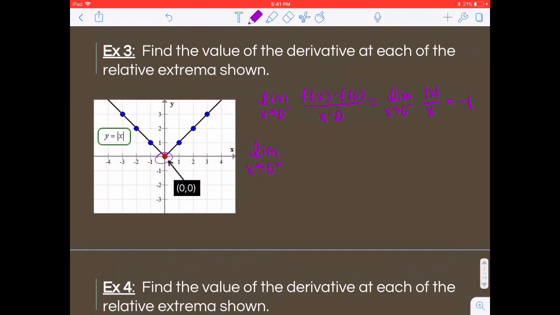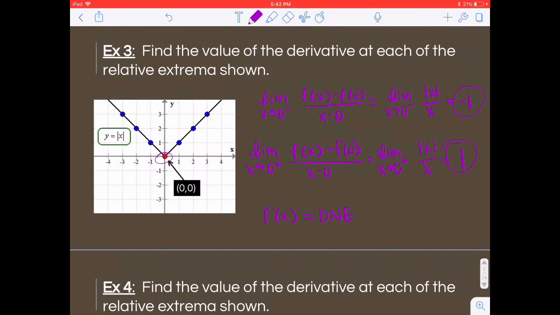And then we do the same thing using our limit definition of the derivative, f of x minus f of 0 over x minus 0, then we get the limit as x approaches 0 from the right. And we get the same thing, the absolute value of x over x, but when we're plugging it in from the right, we get a positive one. And since our limits aren't the same here, since they're not equal, the derivative itself doesn't exist. So f prime of 0 does not exist.